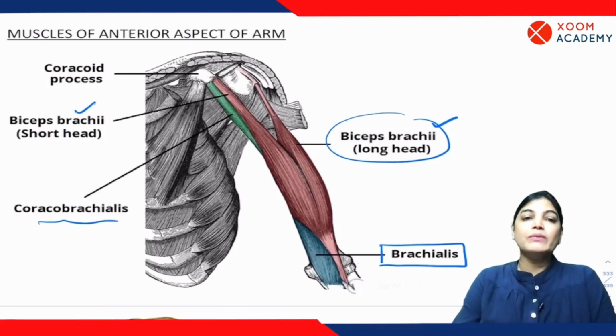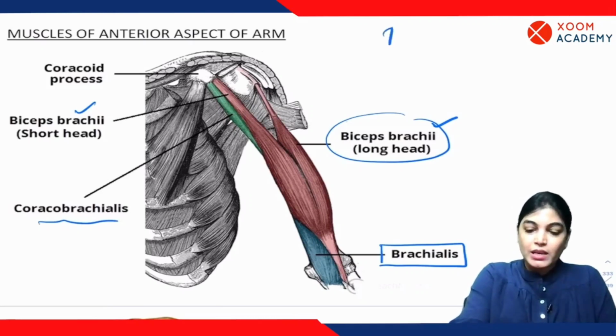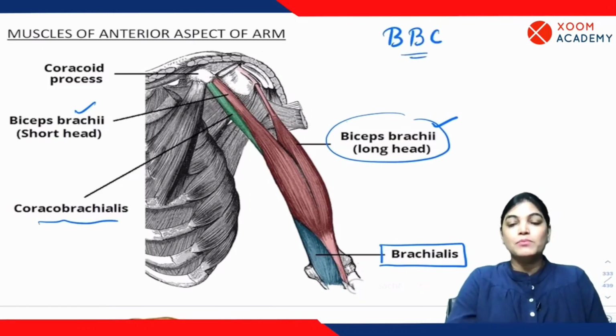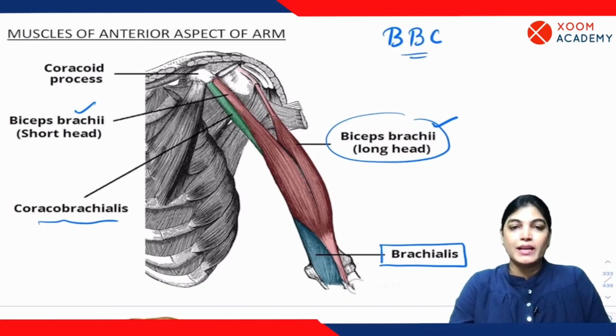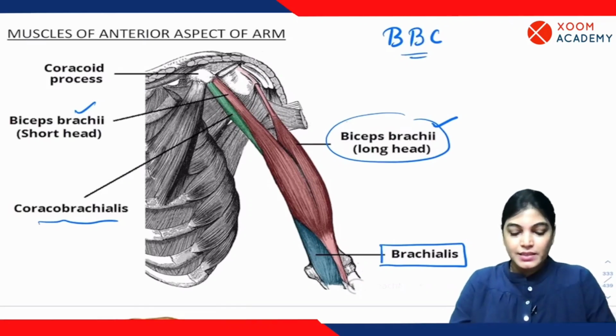Generally, we memorize the names of the muscles of the anterior aspect of the arm by the mnemonic BBC. We know that this is a channel, BBC. B stands for biceps brachii, another B stands for brachialis and C stands for coracobrachialis muscle. Let's discuss the individual muscles.